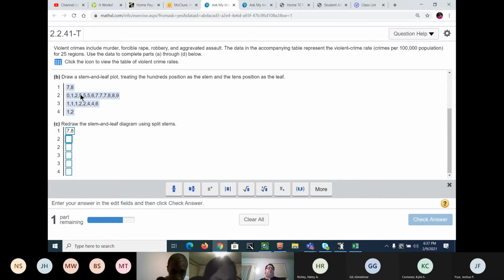In the 2s, what numbers are 4 and below? 0, 1, and 2. So that goes right here. What numbers are 5 and above in the 200s? Well, 5, 6, 7, 8, and 9. So you got to put all those right here: 5, 5, 5, 6, 7, 7, 7, 8, 8, 9.